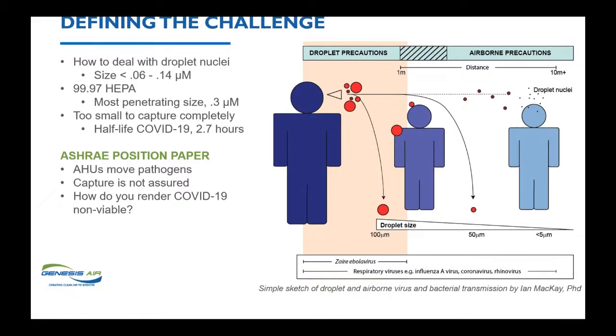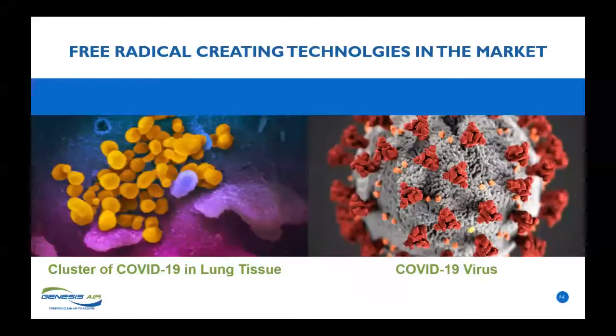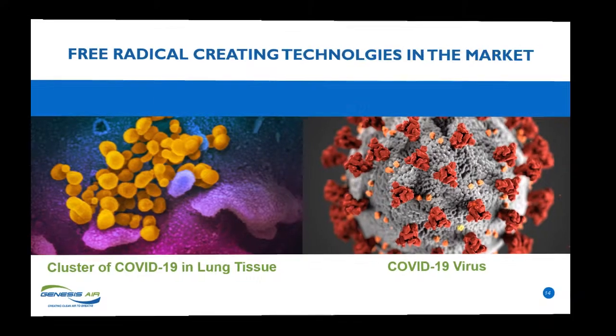What we're doing with these free radical creating technologies is destroying the virus on the right. But the body may still be there, but it no longer can replicate itself. So the picture on the left shows colonies of COVID-19 that has formed in lung tissue. So you go from a very small single virion or single particle to colonies in your lungs, and that's where the problem occurs. Let's go to the next slide.